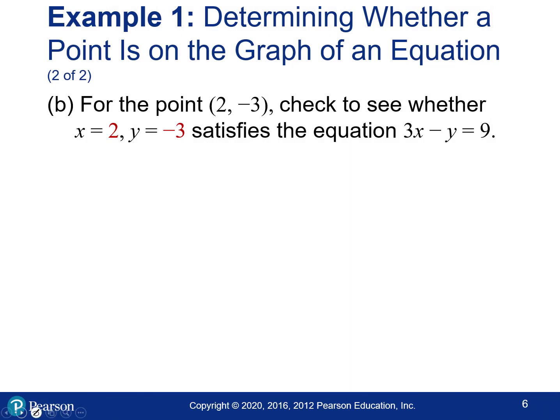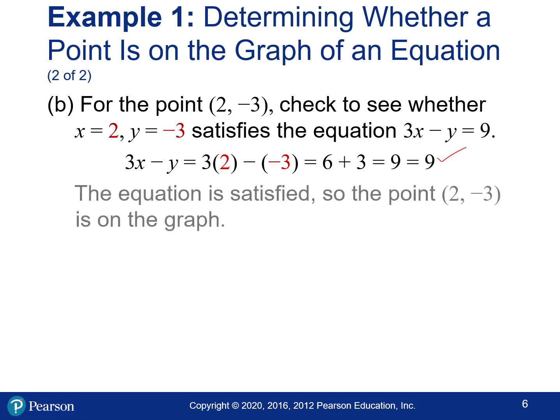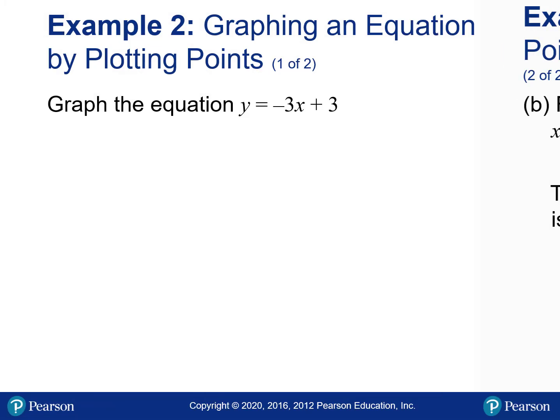Checking the next point, x is 2, y is negative 3, plugging in. Notice this time the parentheses are there, especially in the case where there's a negative, because we end up getting negative times a negative is positive. So this is 6 plus 3, which is 9. So this does satisfy the equation. And so if we were to graph that original equation, this point would be on the graph, because when we plugged it in, the equal sign was still valid. We didn't have to cross it out.